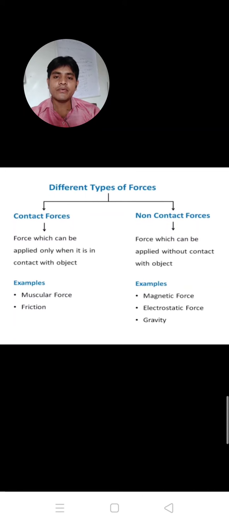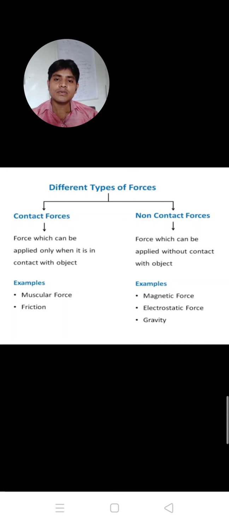That means contact force can be applied only when it is in contact with an object. For example, muscular force and friction force. Muscular force and friction force are examples of contact force. Non-contact force can be applied without contact with an object. For example, magnetic force, electrostatic force and gravity force.